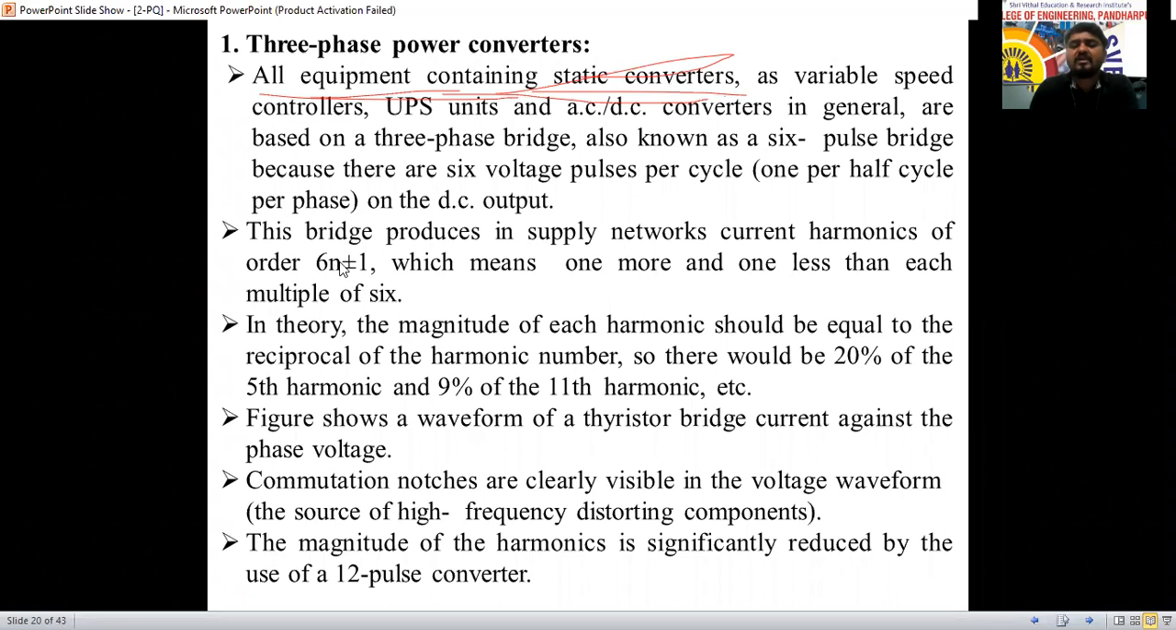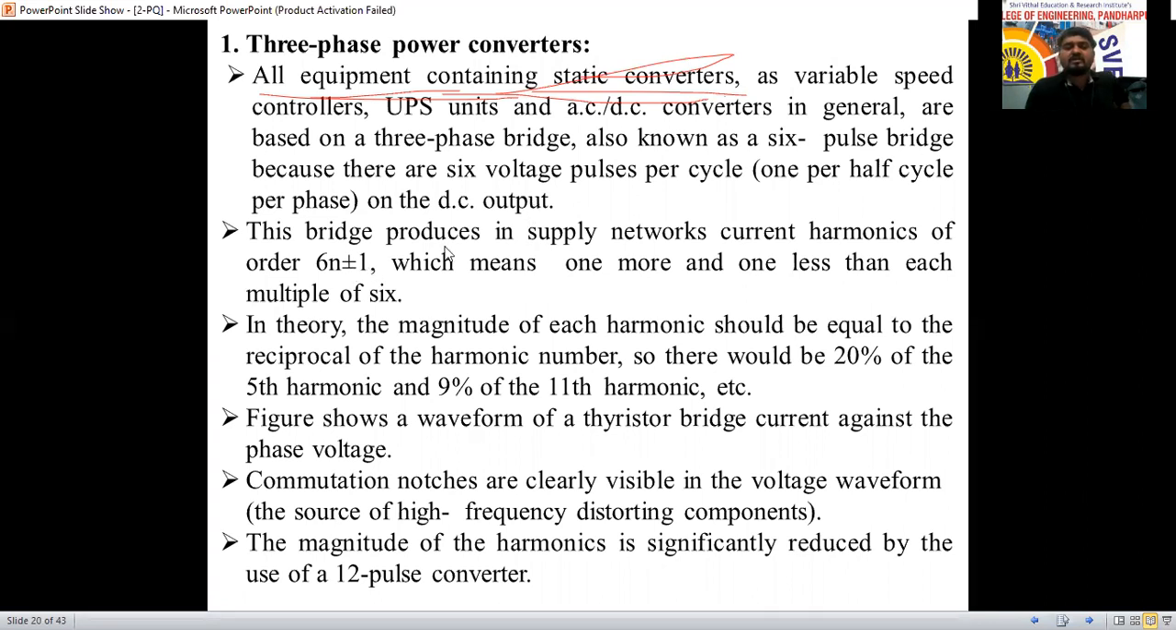This integer multiplier, suppose it is 2. So 6 into 2, that is 12, and 12 minus 1 is 11, the 11th harmonic. Like that, we use plus or minus. If it is 6 plus 1, that is the 7th harmonic. If it is 12 plus 1, that is the 13th harmonic. Like that, the odd harmonics are dangerous and will misbehave with the power system.